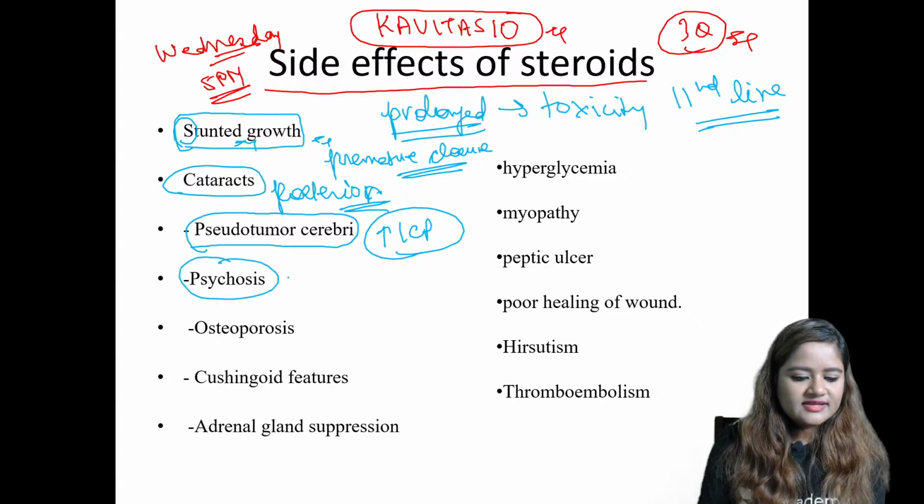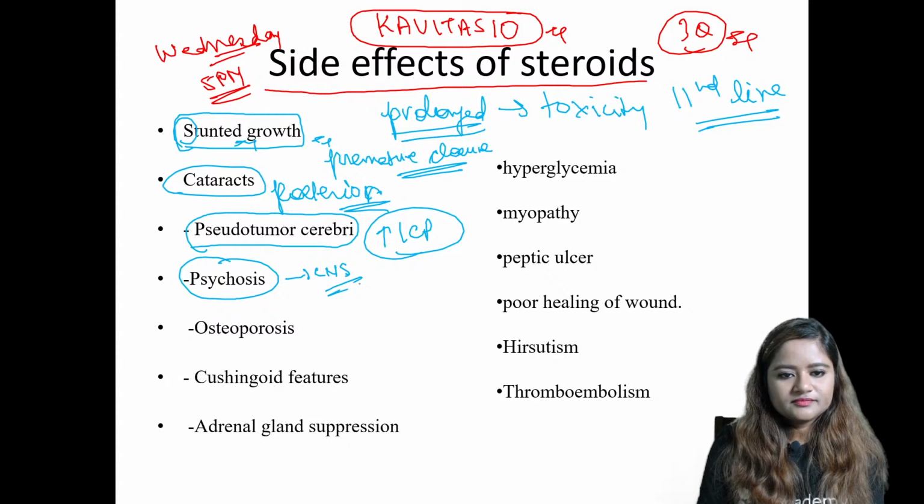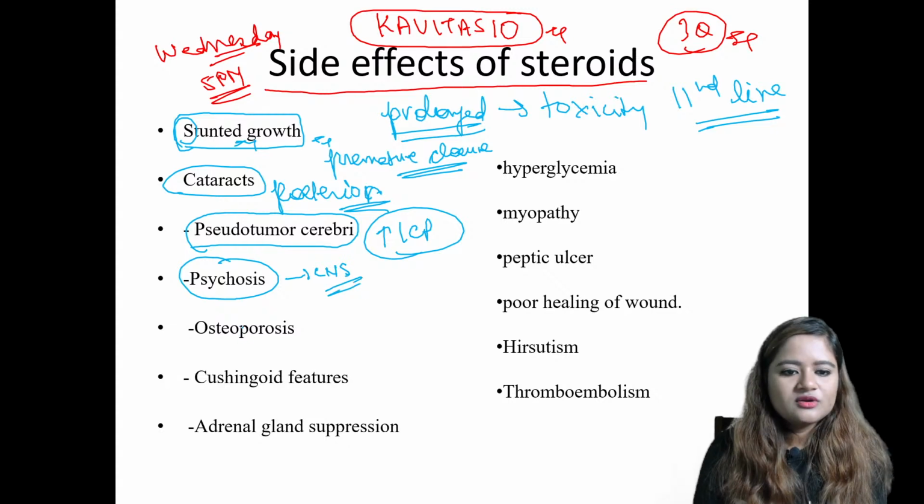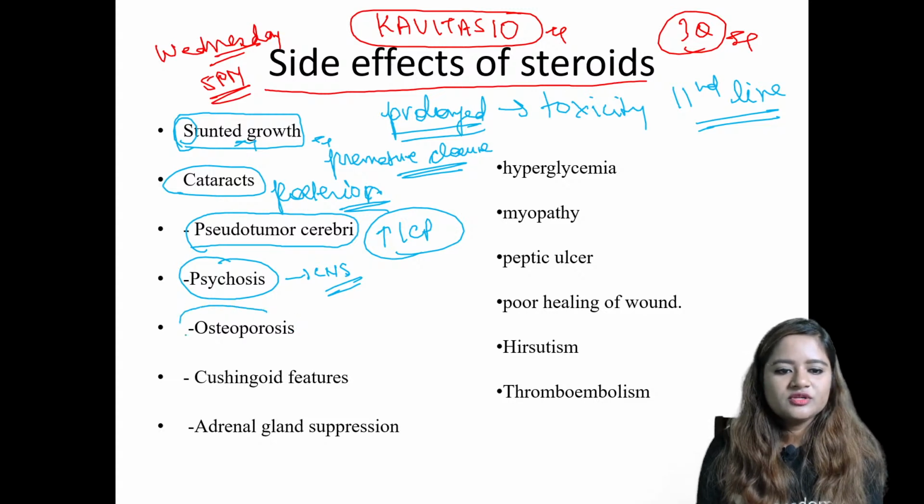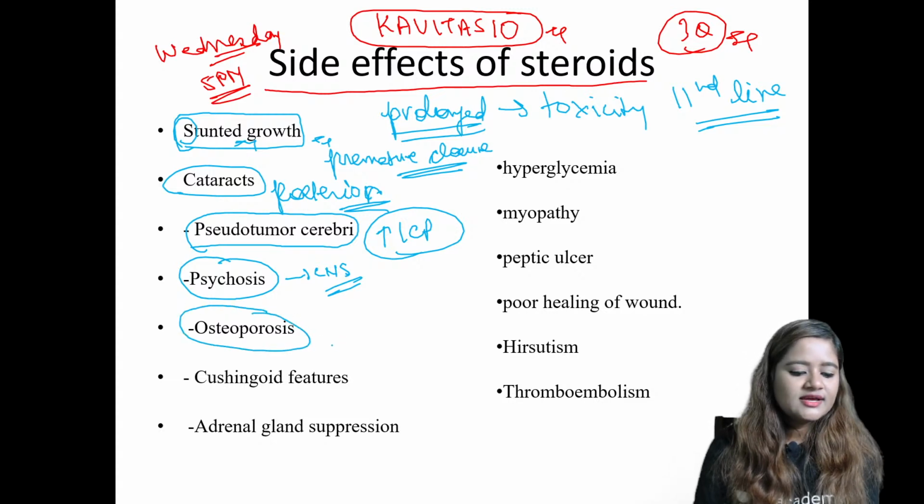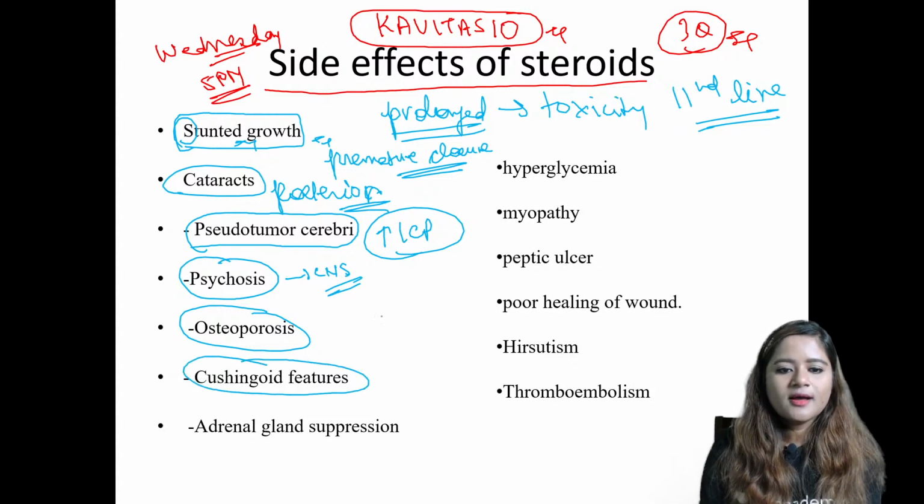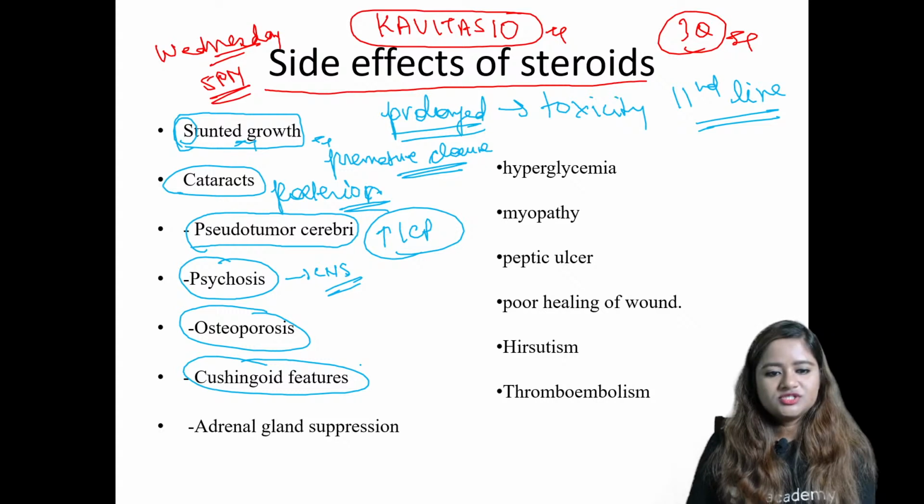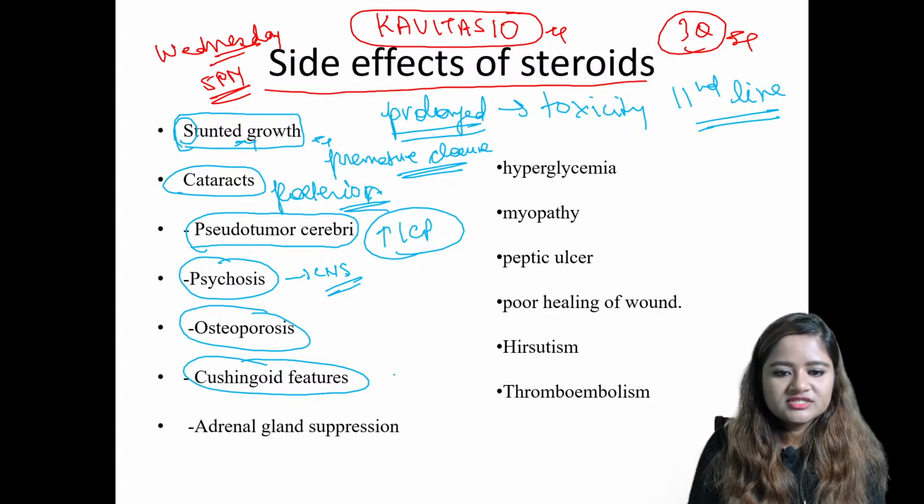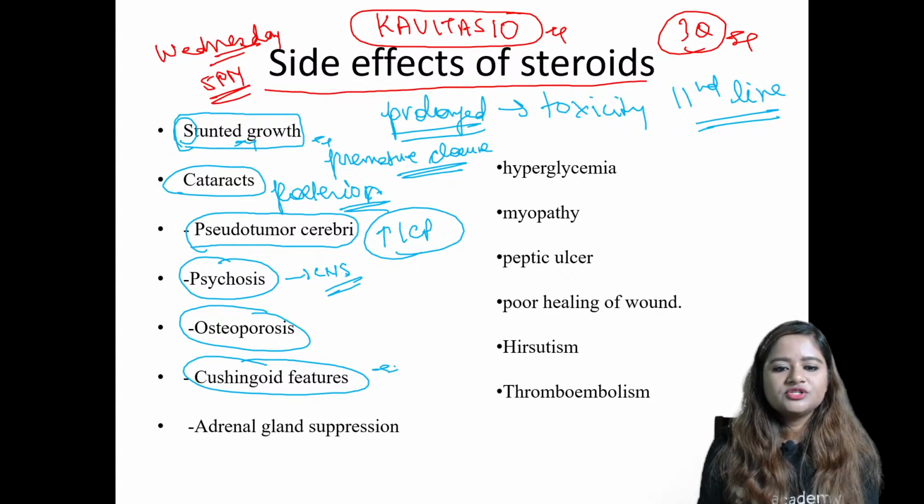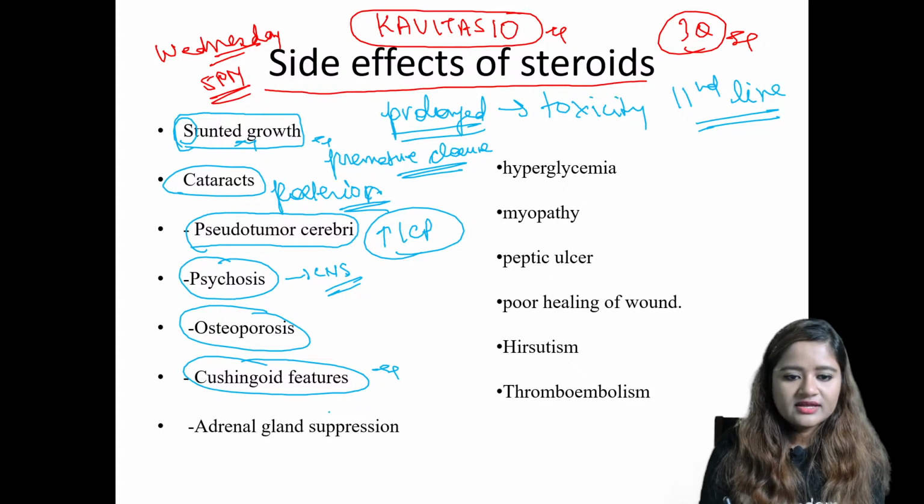Psychosis can also occur as a CNS complication. The bones become weak. We all know steroid में हमें Z score करना होता है, DEXA scan करना होता है. क्यों करना होता है? क्योंकि bones में osteoporosis हो जाती है. Excessive steroid can lead to cushingoid features. So your buffalo hump, increased fat deposition on the abdomen, the typical facies, thin extremities, all these are cushingoid features that develop in the body.